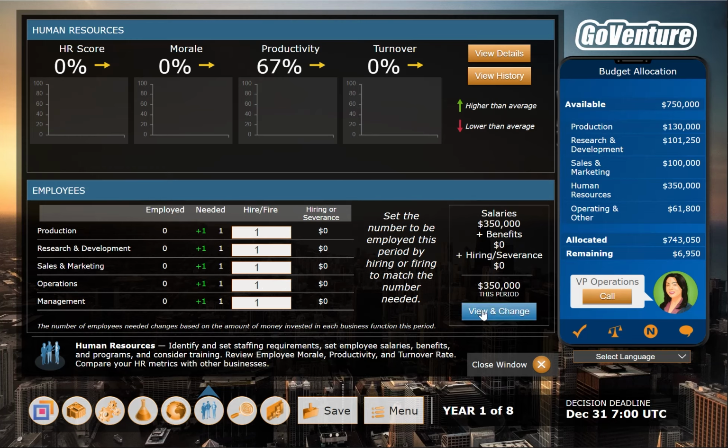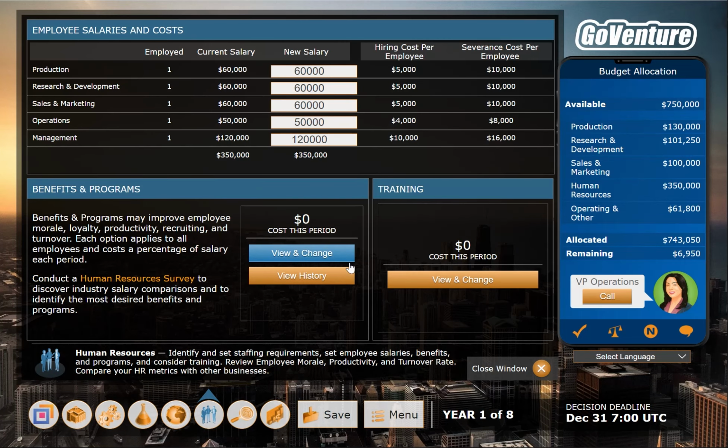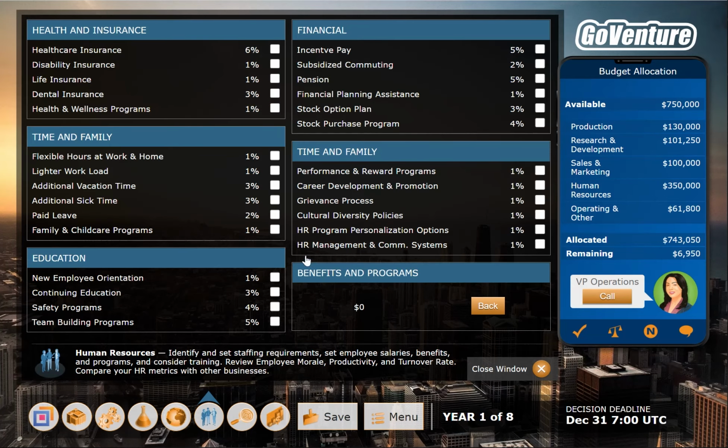Now, there's a few other things I can do here. I can look at benefits and other incentives, and right now I'm not investing any money in benefits and programs for my employees. If I want to improve the compensation package of my employees, I can add various benefits that you see here simply by checking check boxes on or off, and that will provide those benefits to my employees.